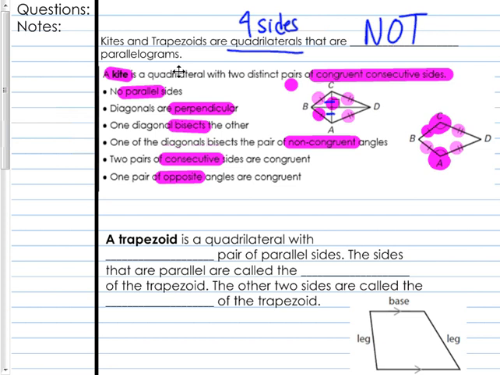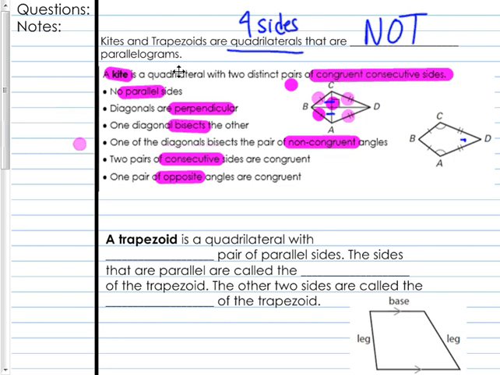Looking back at this point where it says one of the diagonals bisects the pair of non-congruent angles. I'm going to erase here so you can see this. Obviously this angle and this angle, they're congruent, okay? So the non-congruent angles would then be B and D. This diagonal is cutting angle B in half, so this piece is congruent to that piece. And then the diagonal is cutting angle D in half. So this piece of D is congruent to this other angle of D, which is really small, so I'm having a hard time marking on it. It does not mean that angle D is congruent to angle B. It just means that angle D is cut in half and angle B is cut in half, okay?